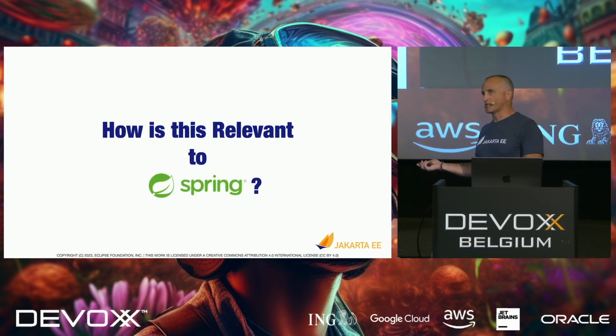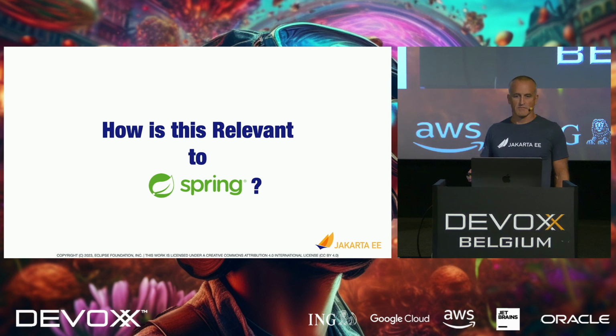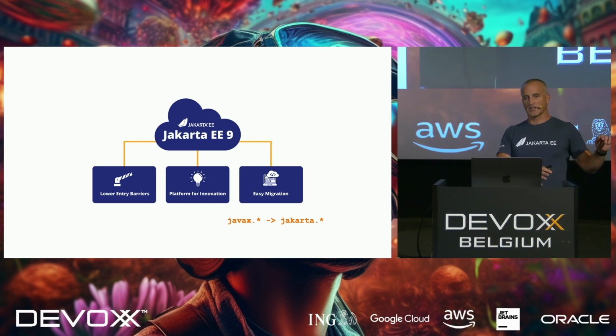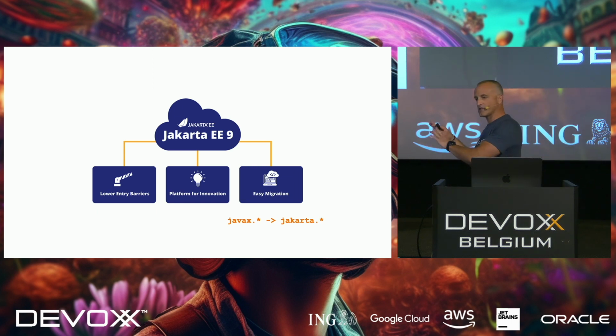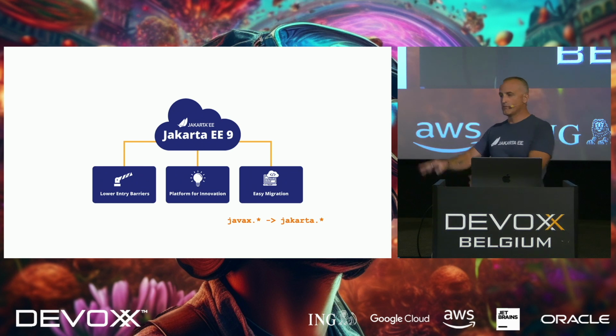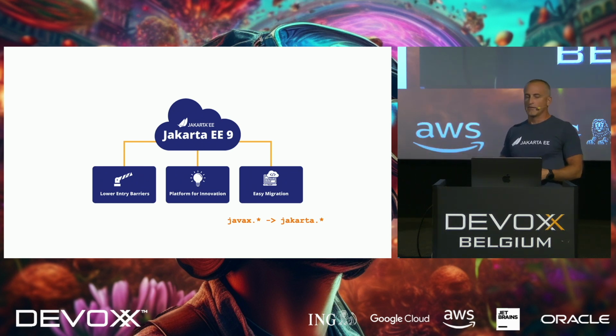So how is this relevant to Spring then? Well, to see why it's relevant to Spring, we need to go back to the previous release of Jakarta EE, which was Jakarta EE 9. That's where we did this javax to Jakarta namespace change. This was something we had to do because of the agreements with Oracle. And quite generally, I think it was a good thing. It gives us a clear separation from what's in the Java platform and what's in Jakarta. So it's easier in the future to see where things come from.